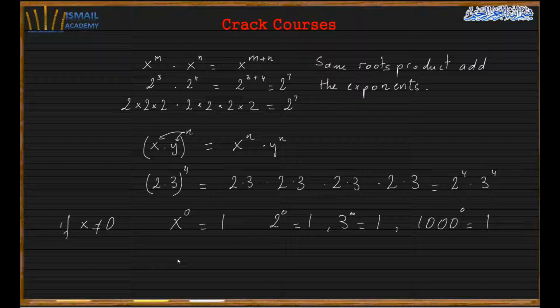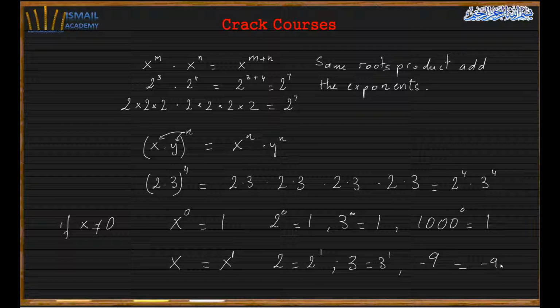And the last thing is, when you see x by itself, it is always x to the 1st power, always. So any number is always to the 1st power, like 2 is 2 to the 1st power, 3 is 3 to the 1st power, 9 is 9 to the 1st power. The same thing with negative. So if I have -9 here, for example, it's going to be (-9) to the 1st power, but you have to put the parentheses. So this is about the properties of power.